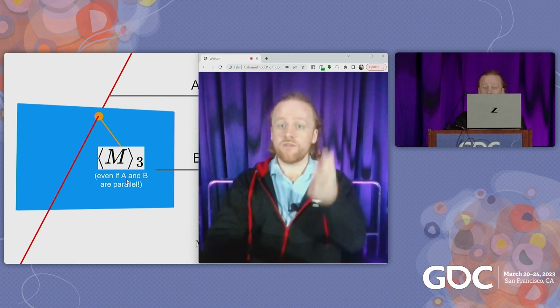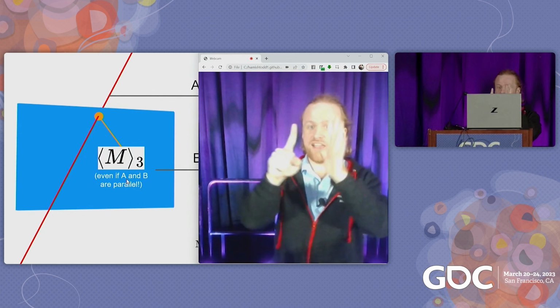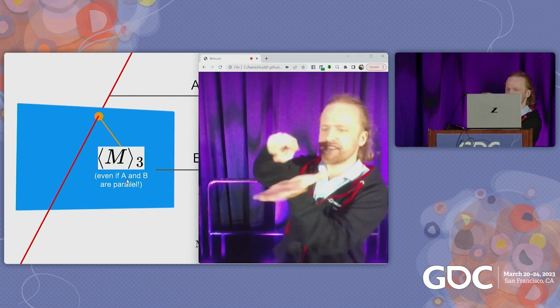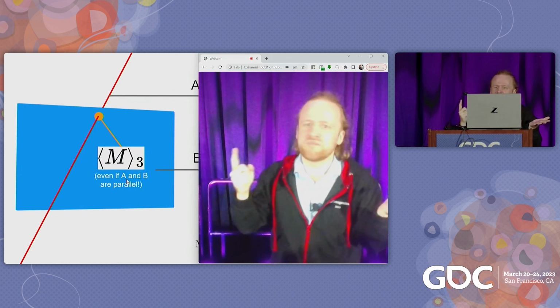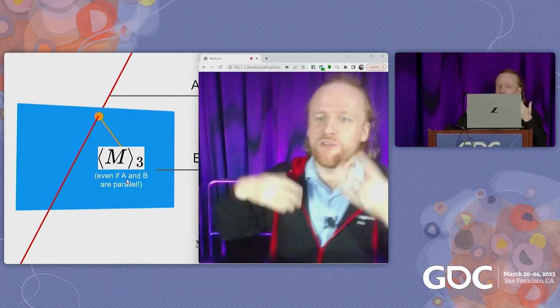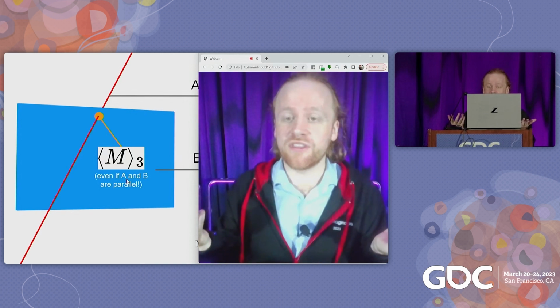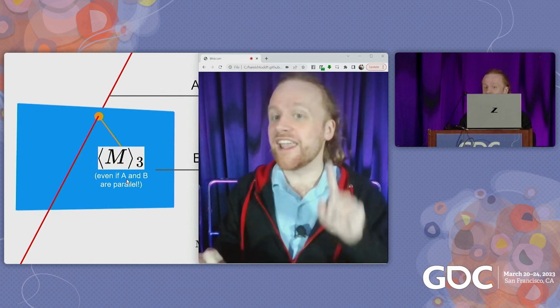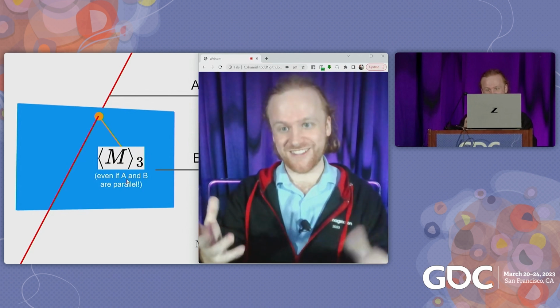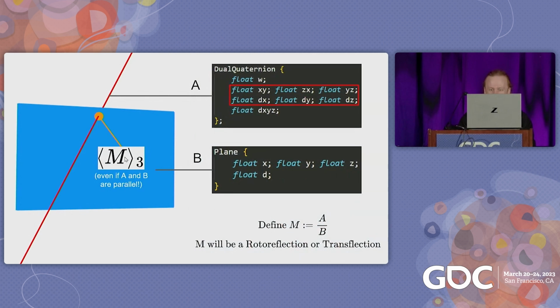So if you have a plane and a line, and they're parallel to one another, you might be compelled to say, oh, they don't intersect each other. If you call the intersection function with these two objects, it should give you nothing. Well, no, that's not true. It should give you a normal vector. It should give you a point at infinity.